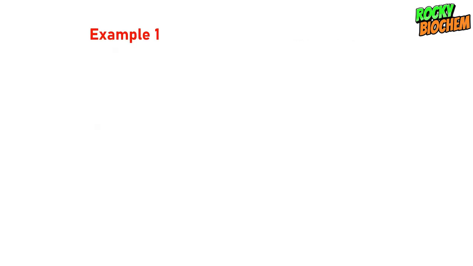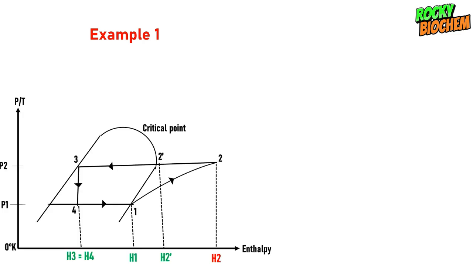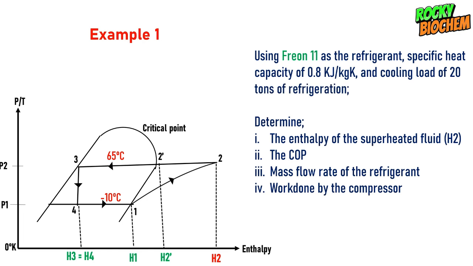Now let's look at this particular worked example to check whether we have understood the concept so far. Let's consider this question. Using Freon 11 as the refrigerant, specific heat capacity of 0.8 kilojoule per kilogram Kelvin, and cooling load of 20 tons of refrigeration, determine: one, the entropy of the superheated fluid H2; the COP; the mass flow rate of the refrigerant; and the work done by the compressor. So this is the question given to us, so let's try our hands on it.